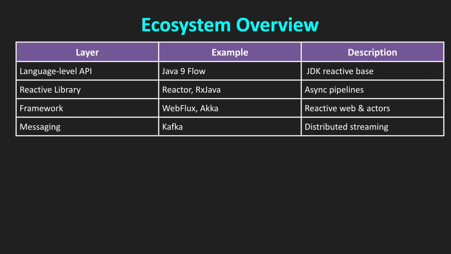Now we have seen all the options that we have. Let's take one more view on the ecosystem of reactive programming in Java. At the language-level API, we are using Java 9 Flow. It's part of the JDK. For the reactive libraries, we have Reactor and RxJava. We have RxJava 1, and RxJava 2, which was introduced by Netflix. It's for async pipelines, and Spring WebFlux is based on Reactor.